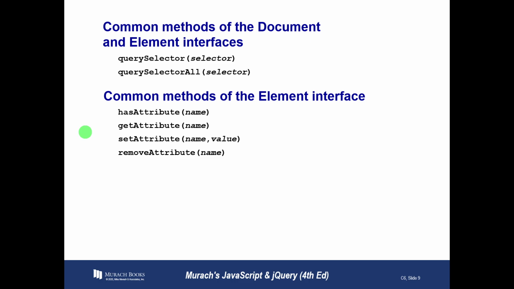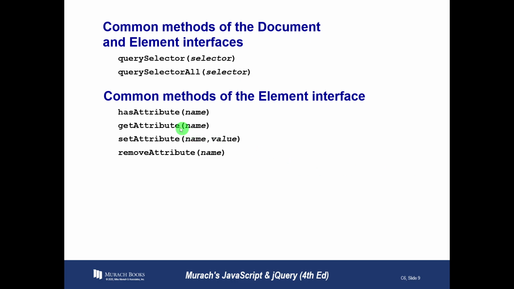Some common methods of the document and element interfaces. We've seen this one many, many times. We can use the query selector, and we provide it with a selector. Now, what kind of selectors can we use in there? We can use an ID. We can use a class name. We can use any kind of selector that we want to query for a certain item on a web page. We can also do a query selector all. So if I did a query selector all and used an A in here, it would get me all the anchor tags off of a page and store them in an array.